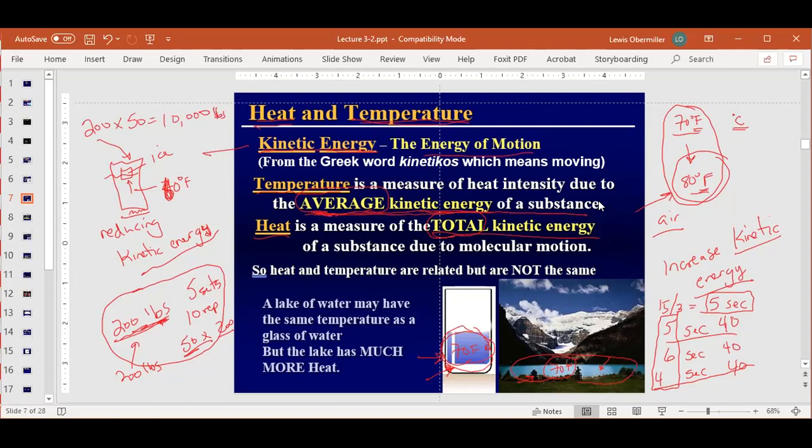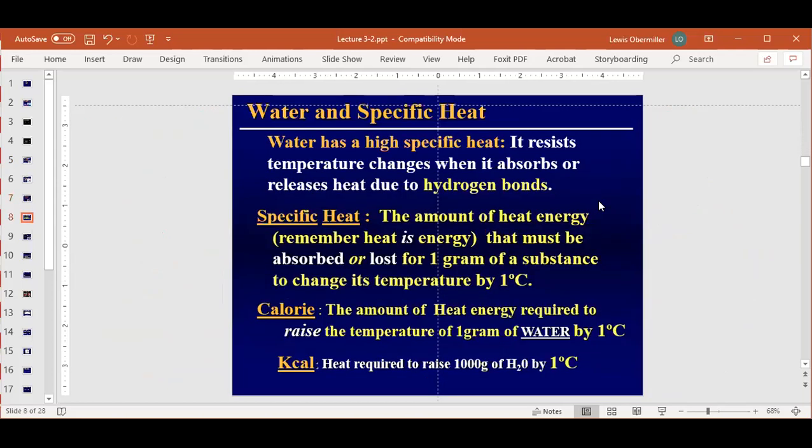All right, so remember, temperature is average kinetic energy, heat is total kinetic energy. And we have water. Water has something called a high specific heat. That means it resists changes in temperature. Because if I want to increase the kinetic energy of something, what do I have to do? Heat it up.